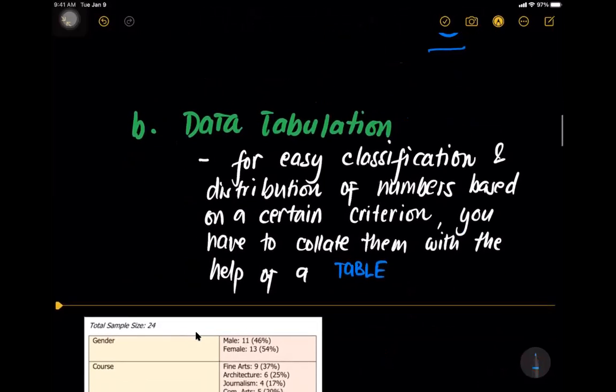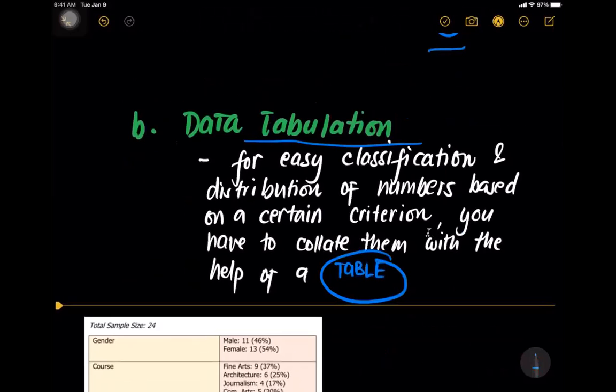Okay, so that's what we do under your coding system. Now, the second part, or the second process in your step one, which is preparation of your data, is your data tabulation. So from the name itself, we have tabulation. So that would lead us now to a table here.